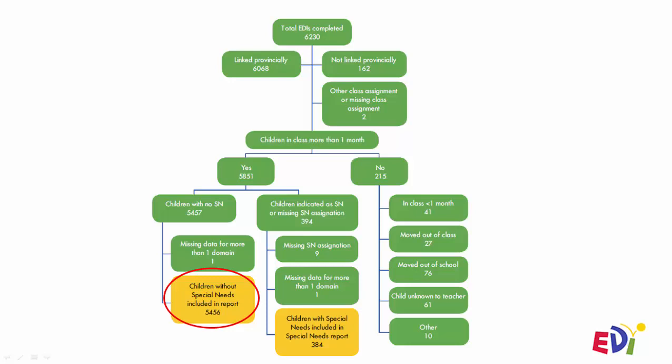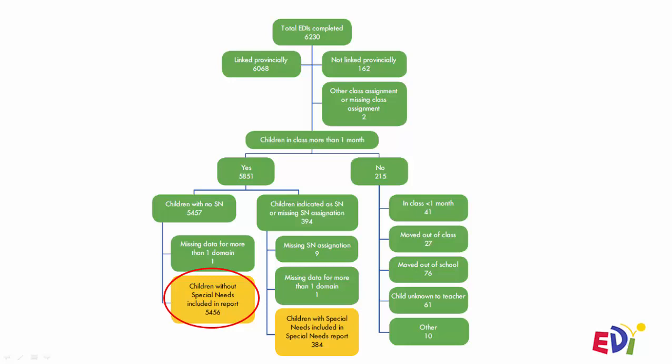Historically, reports developed locally have included children with special needs in the same calculations and analysis as children without special needs. This has meant that for several years we have been making apples to oranges comparisons with the provincial baseline data, which only includes children without special needs.